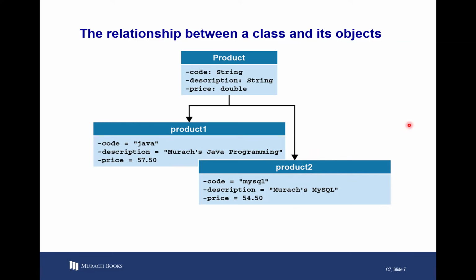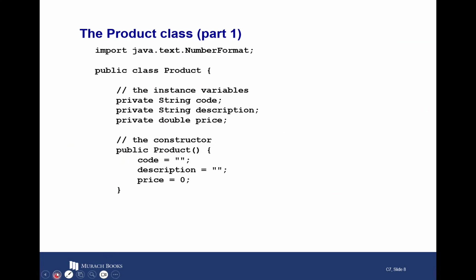So here what is going on is that we created 2 objects, product 1 and product 2. Product 1 can be assigned these values, which are Java, Murad's Java programming and 57.50, and product 2 as MySQL, Murad's MySQL and 54.50, in another class. And in order to assign these values, you can use setters and getters. And that's what the program in the consecutive slides will show.